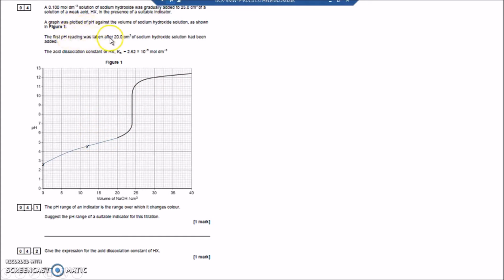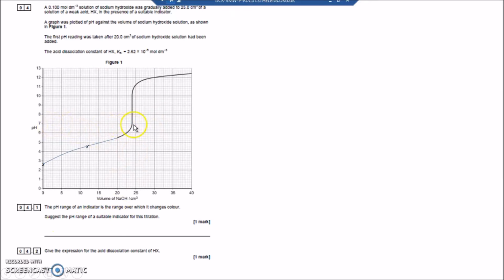The graph was plotted, with the first reading after 20 cm³ of sodium hydroxide has been added. I've added another line here, this is the later part of the question, which we'll have a look at in a minute. I've got the acid dissociation constant, the equilibrium constant for the acid. Suggest a pH range of a suitable indicator for this titration.